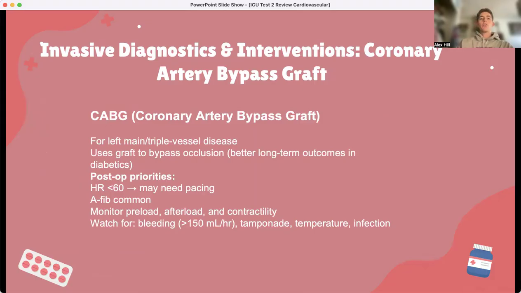Okay, CABG. So this is when you take that vessel from somewhere else in the body and you use it to bypass a clot or an infarct.